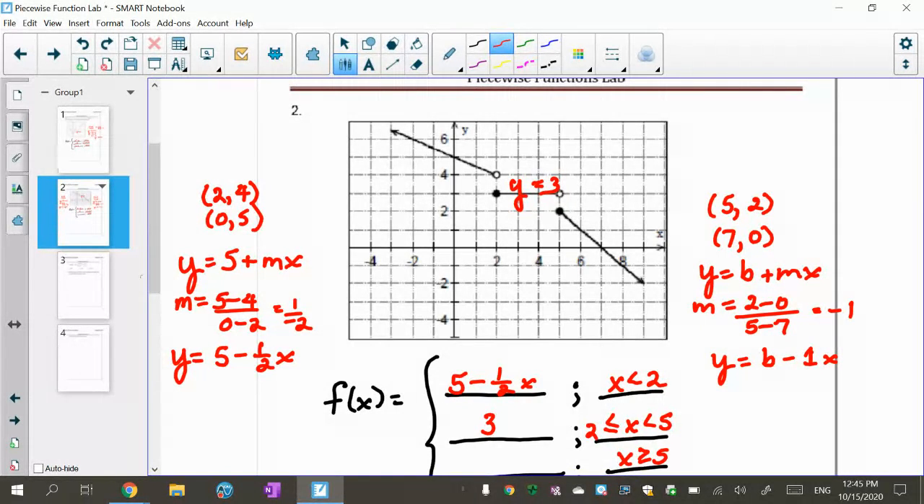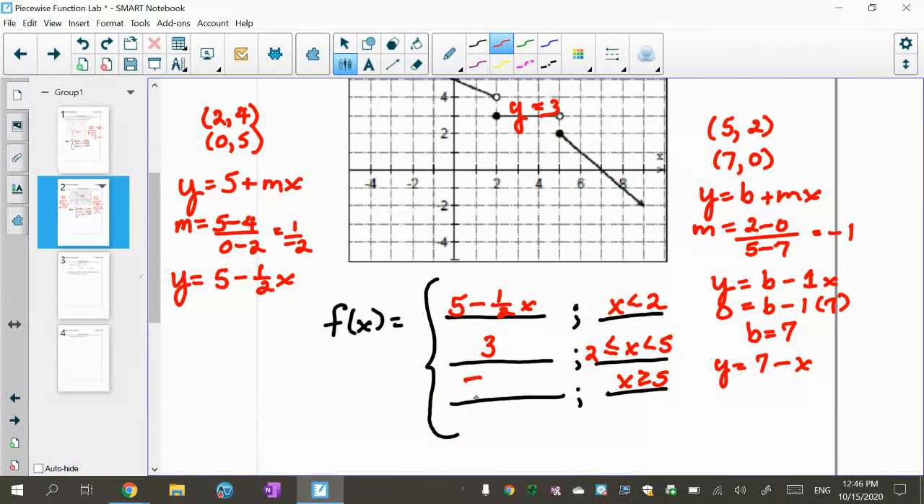Then I'm going to plug in the point (7, 0) because I love zeros. So b minus 1 times 7. So that's a negative 7. So if I add 7 to both sides, b would be 7. So my equation is y equals 7 minus x. And I'll come here and put 7 minus x. And that is how you find the formula of that piecewise function.